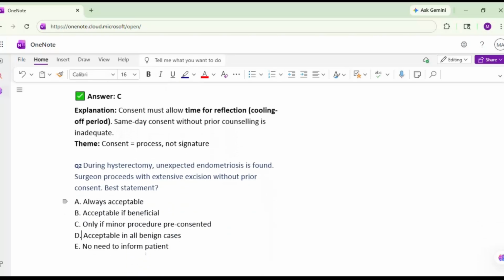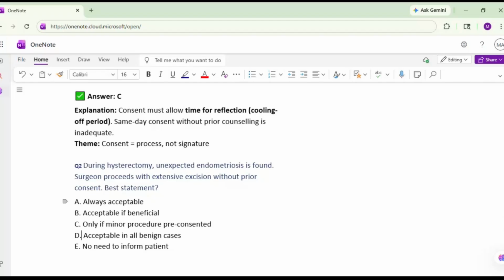Next. During hysterectomy, unexpected endometriosis is found. The surgeon proceeds with extensive excisions without prior consent. Best statement: always acceptable, acceptable if beneficial, only if minor procedure pre-consented, acceptable in all, no need to inform the patient. So, acceptable if beneficial? No, it should be only if minor procedure pre-consented.